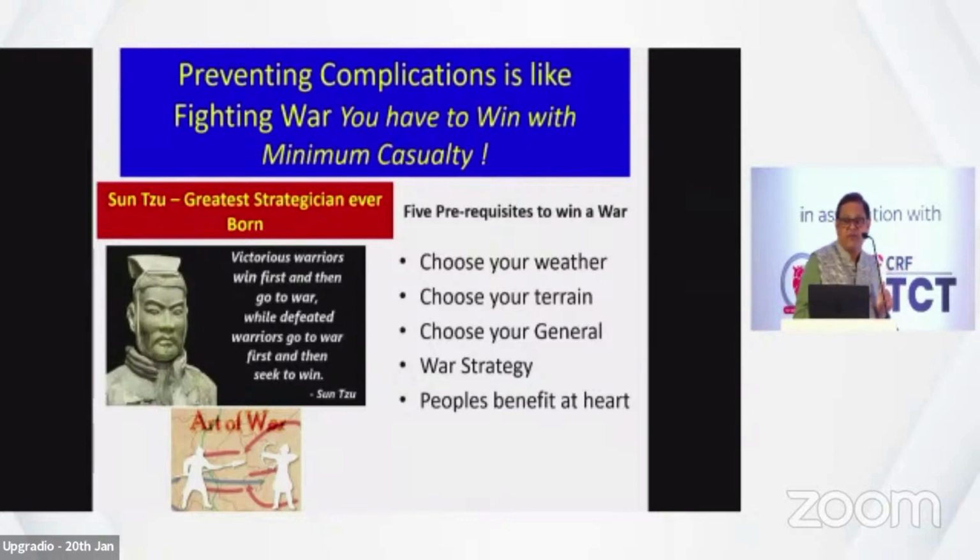So if you think of doing PCI or preventing complications like fighting a war, trying to prevent any complication from happening, there is this very important Chinese philosopher, Sun Tzu, and what he said was that if you have to win a war, you have to look at 5 things. This is, as a matter of fact, taught by the US Marines. This whole strategy, this very old philosophy by Sun Tzu, is taught even to US Marines. And what it says is you look at 5 things. Number 1, choose your weather. Number 2, choose your terrain.